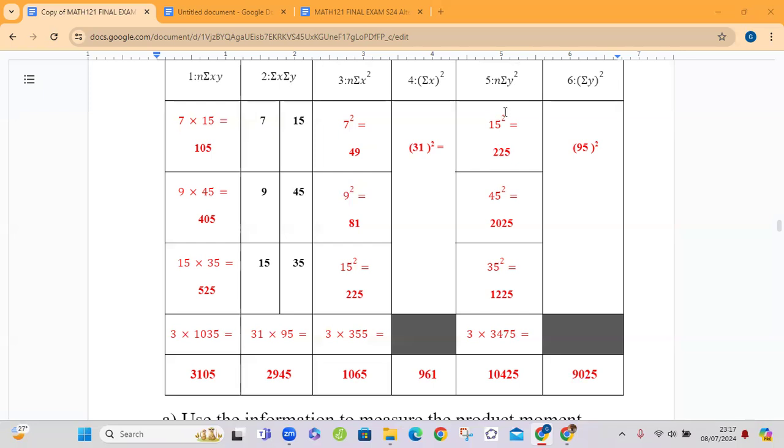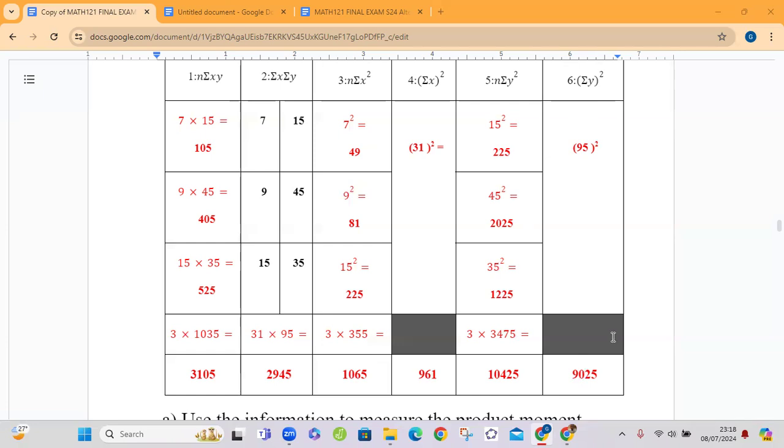So we have to find the y squared: 15 squared, 45 squared, 35 squared, which are 225, 2025, 1225 respectively. Then we find the sum to give us 3475. Then we multiply by 3, which is n, to get 10,425. And then finally, the sixth value, in a bracket, the sum of y all squared. We have already found the sum of y to be 95. 95 squared will give us 9025.